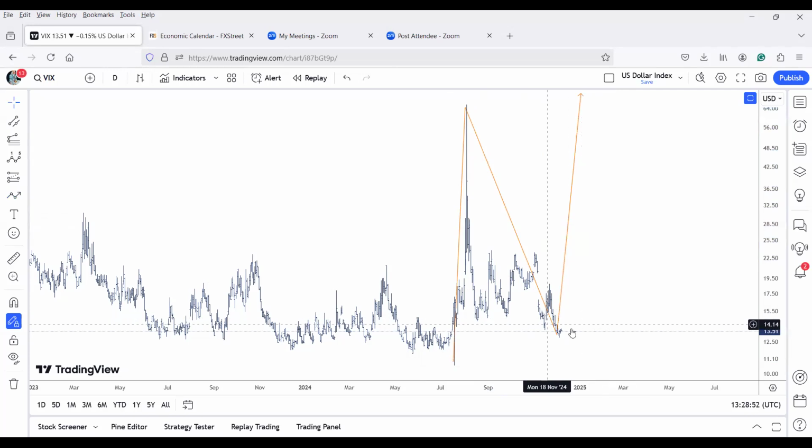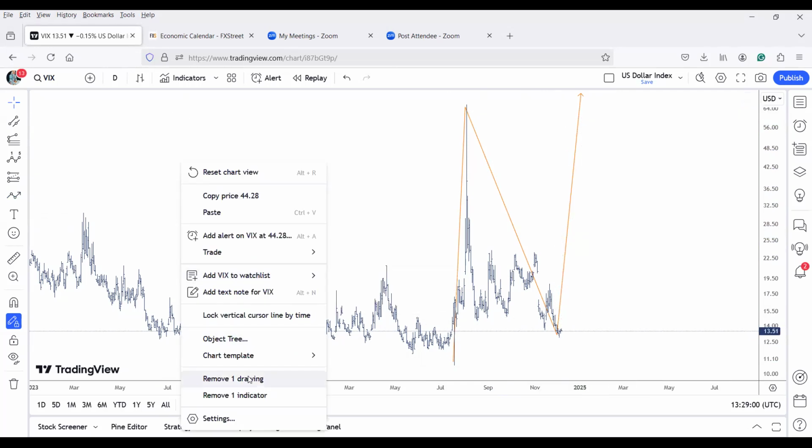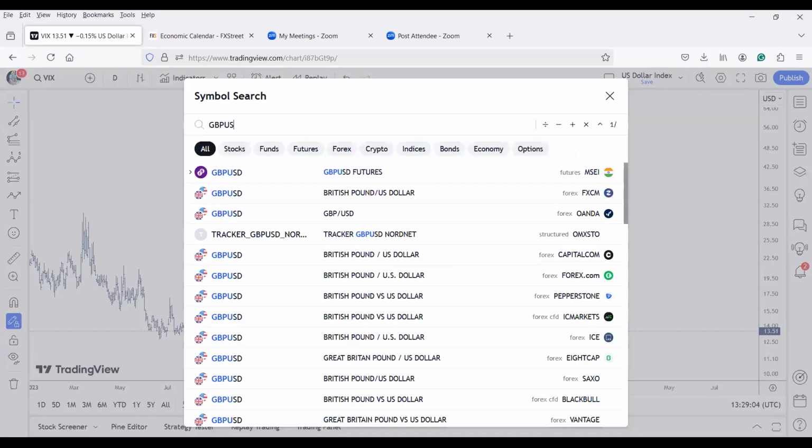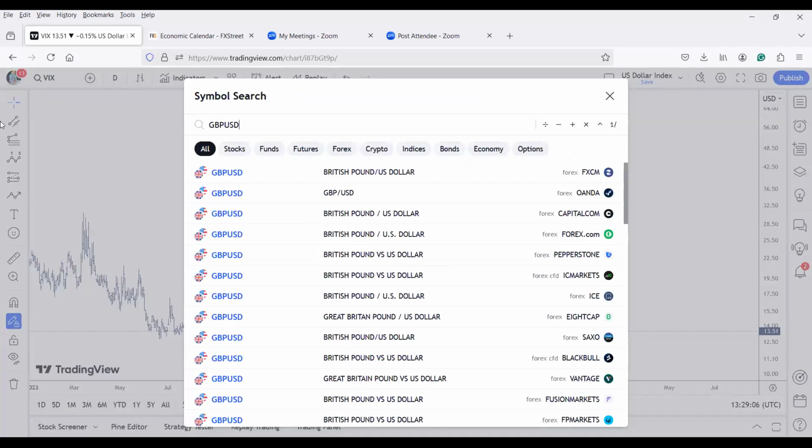What I wanted to show was the inversely proportional VIX is ready to move higher. That means the stock market at any point of time should be ready to move lower. All right. Now I'll pick up GBP USD quickly, and I will follow it up with the dollar JPY as well.